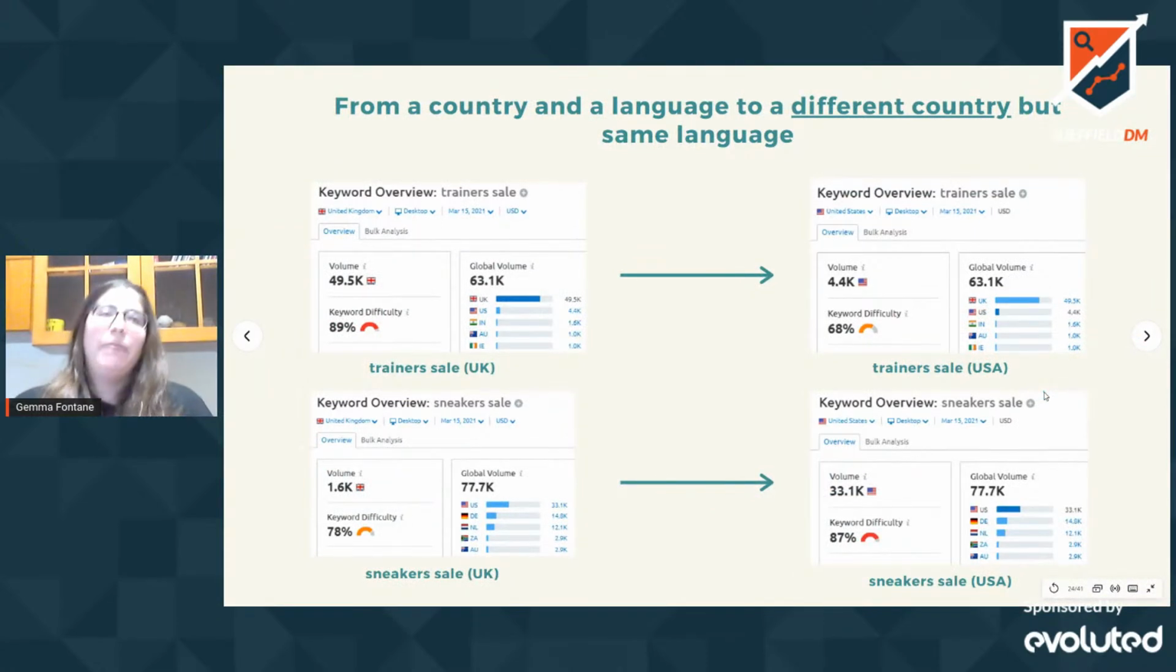Sometimes it's like, yeah, but in my case, I am selling from the UK to the US, or from Mexico to Spain, from one country to a different country but the same language, or the UK to Australia. What happens here? Well, in this case, probably one of the most common examples is that trainers is more used in the UK. On the other side, sneakers more in the US. So if you want to rank, in the UK it will be better to use trainers, and in the US, sneakers, right? But this happens in a lot of countries in the world.